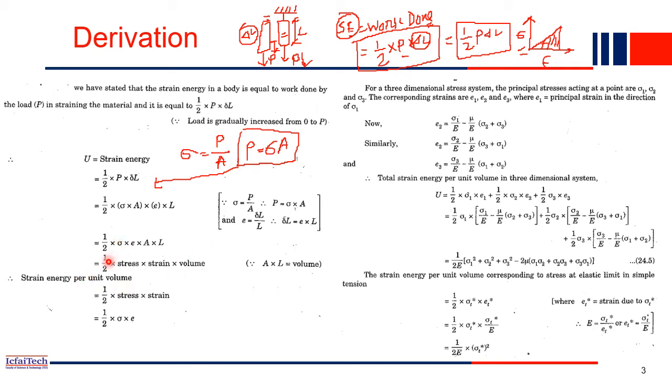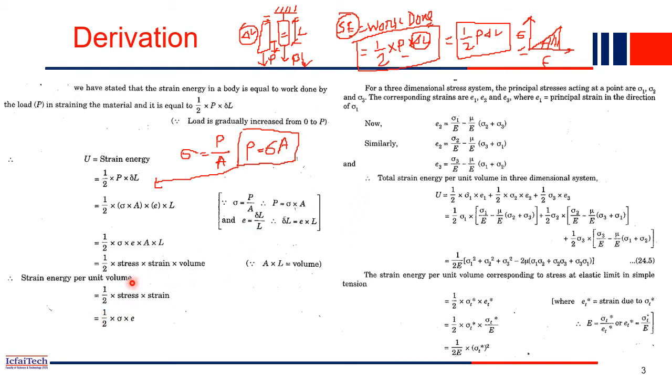Now if I write strain energy per unit volume, you simply divide this strain energy by the volume. So that is the expression: half into stress into strain is the strain energy per unit volume. That's what we derived also if you see this diagram. What is the area of this curve? It is simply a triangle, right? Half into base into height. Half into base epsilon, height sigma. So half into stress into strain is basically the strain energy per unit volume.